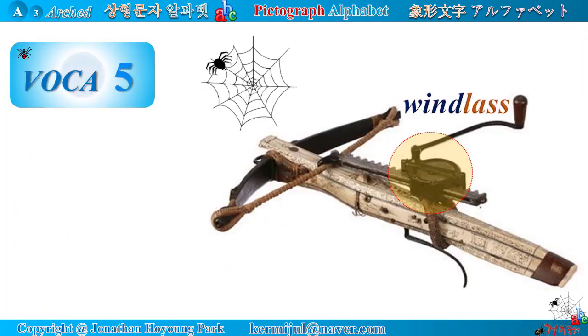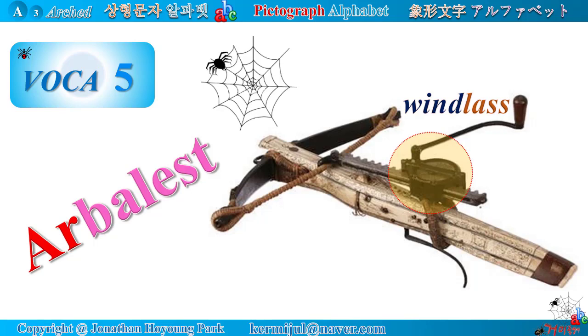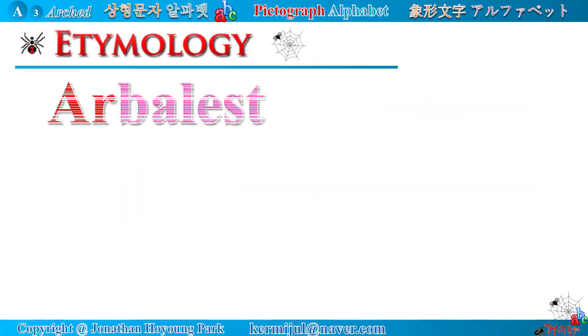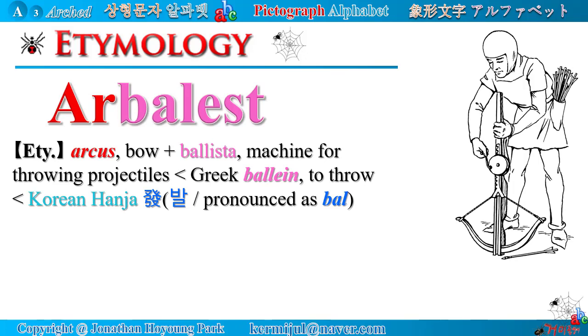Vocabulary number 5. Arbalest. Arbalest has a special mechanism like a windlass for drawing back and releasing the string. Etymology. Arbalest is composed of Latin root arcus meaning bow, and Greek root ballein meaning to throw. Korean hanja bal also is correlated with Greek root ballein.